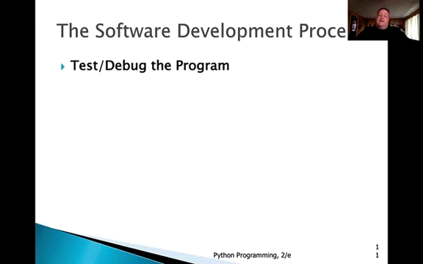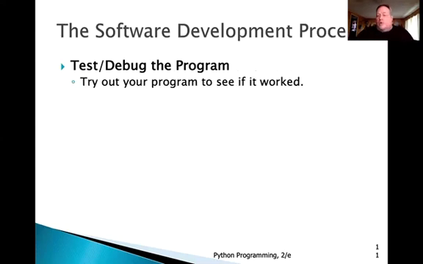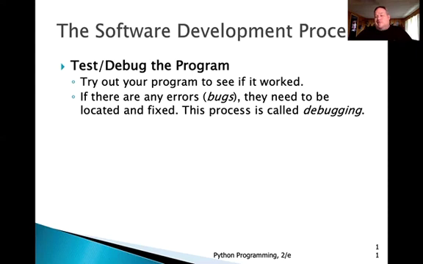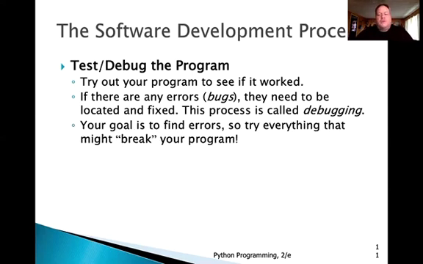All right, and finally, once you've created the program, you've got a design, you know how you're going to implement it, you've started writing the Python code, then you need to test and debug it. This must be done over and over and over. You're going to test and debug your programs many, many times. And in fact, you're not just going to run your program to see if it works correctly or to fix any bugs or problems. They call this debugging. You're also going to try to find errors. So try everything you can think of that might break your program.